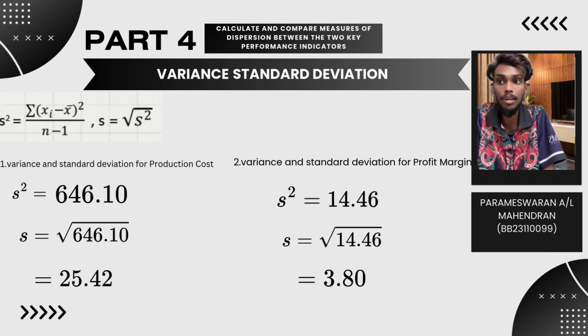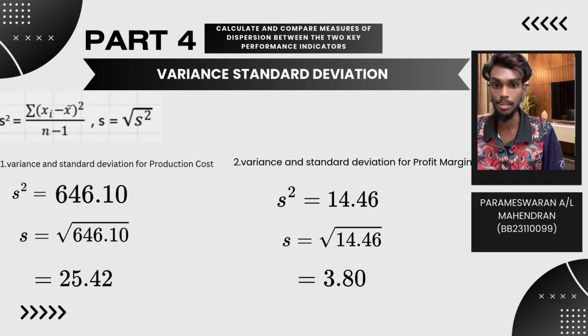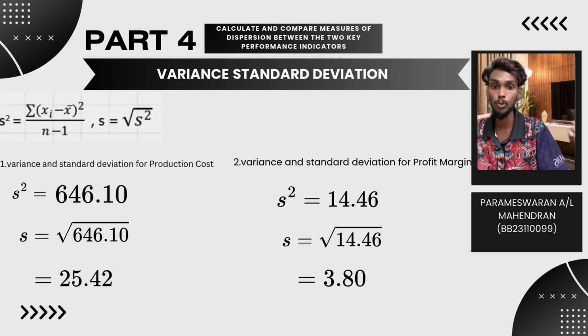So next, we calculate the variance and also standard deviation. For this, the formula that I already gave is in this slide. So first of all, we calculate the variance. After we get the answer for variance, we square root the answer and we get the standard deviation.